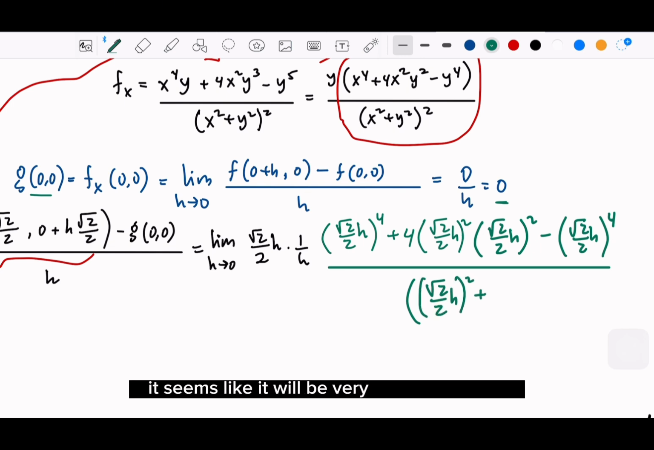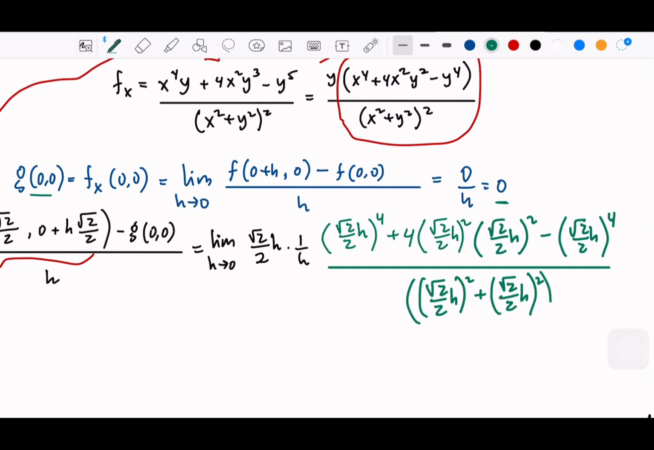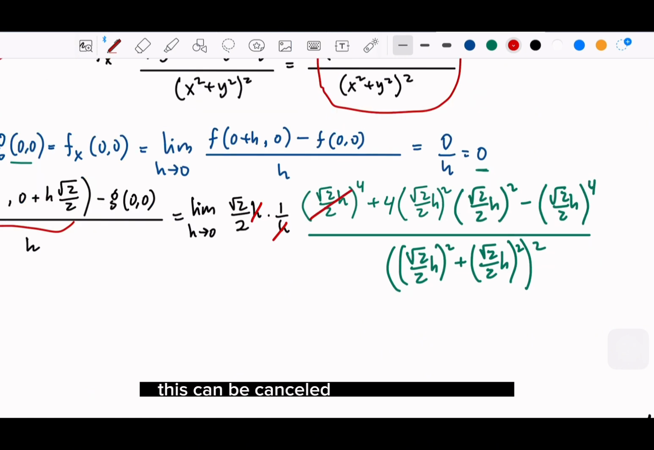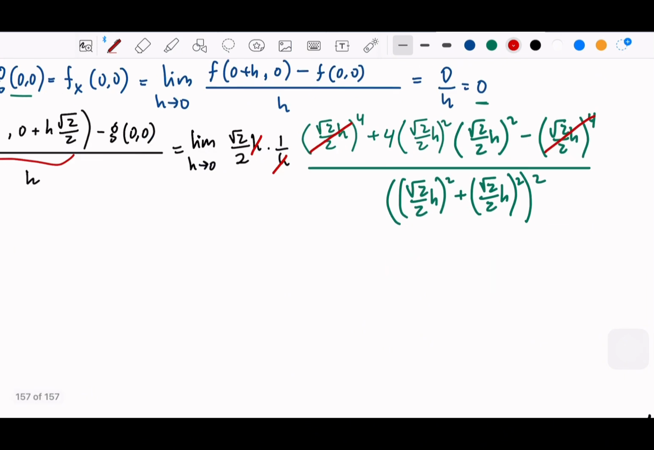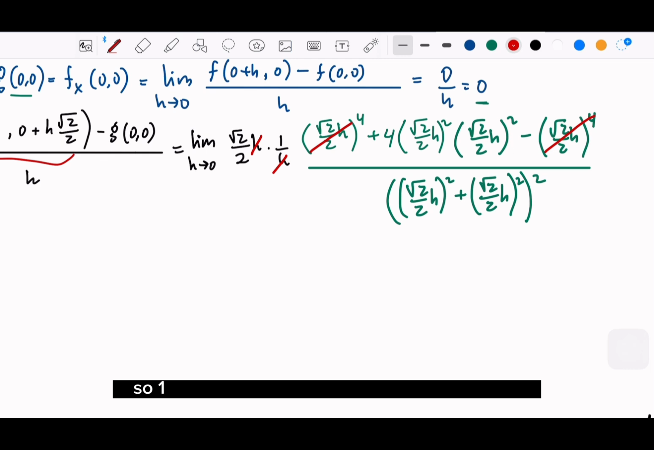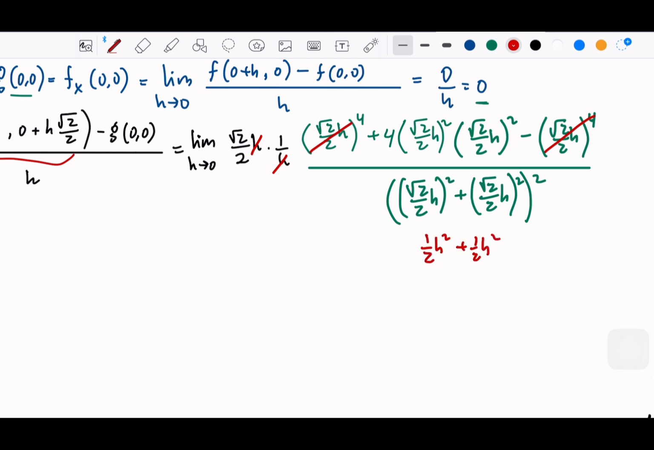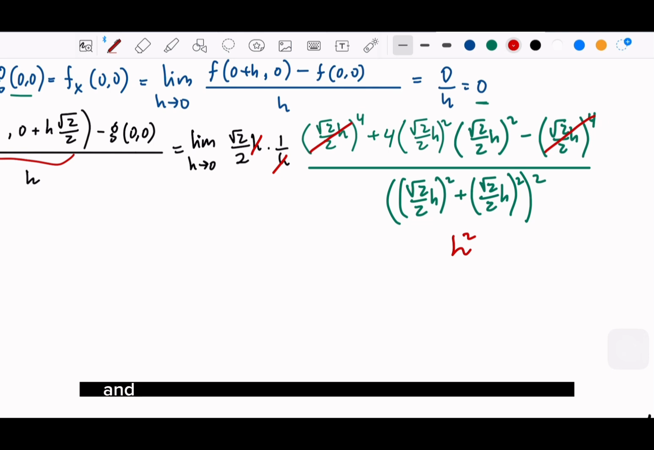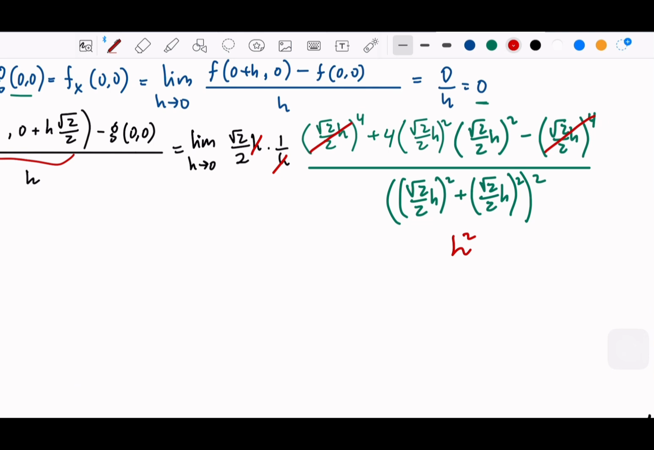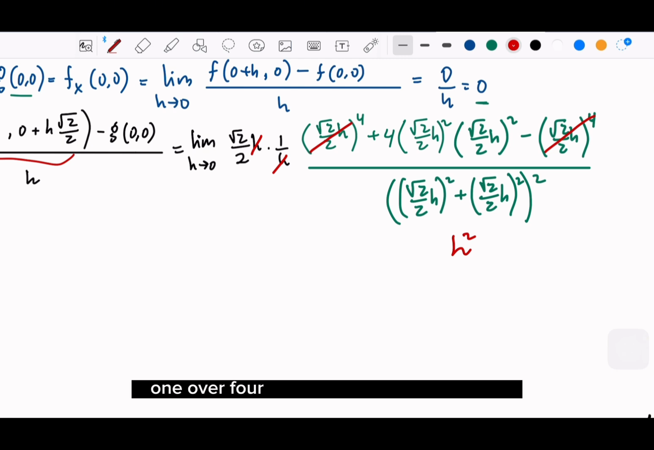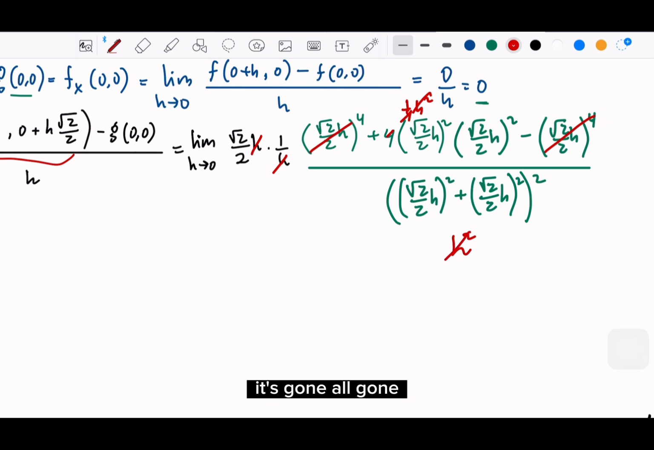It seems like it will be very long and messy, but you can see some patterns can be cancelled, right? Okay, so what's next? Oh, this h can be cancelled. This can be cancelled. And then what else? This is 2 over 4. So 1 over 2h squared plus 1 over 2h squared will be h squared. And then what will be here? 4, and then the same. So this will be 1 over 4, 1 over 4, right? 1 over 4, h squared, right? And then cancel. So h squared, it's all gone.